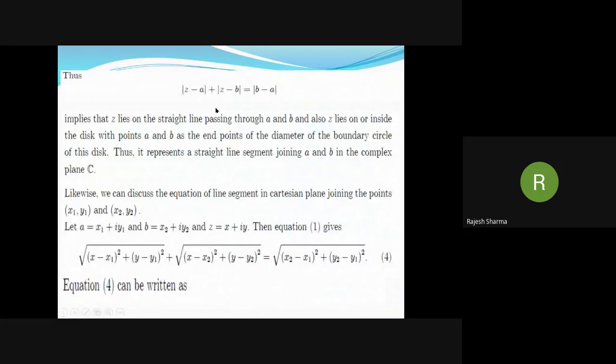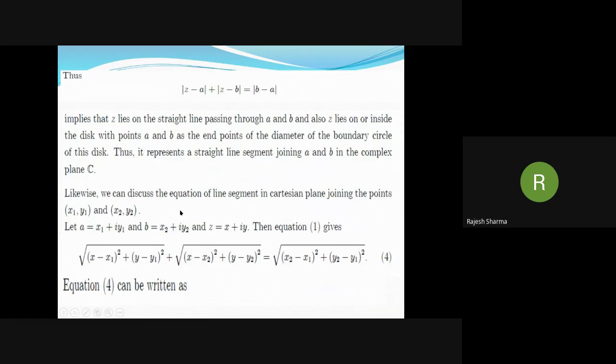So this is in the complex plane. Now equivalently, we can discuss the equation of a line segment in the Cartesian plane joining these two points (x1, y1) and (x2, y2). Take A to be x1 plus iota y1, B to be x2 plus iota y2, and z equal to x plus iota y. Then equation 1 is the same as this equation.